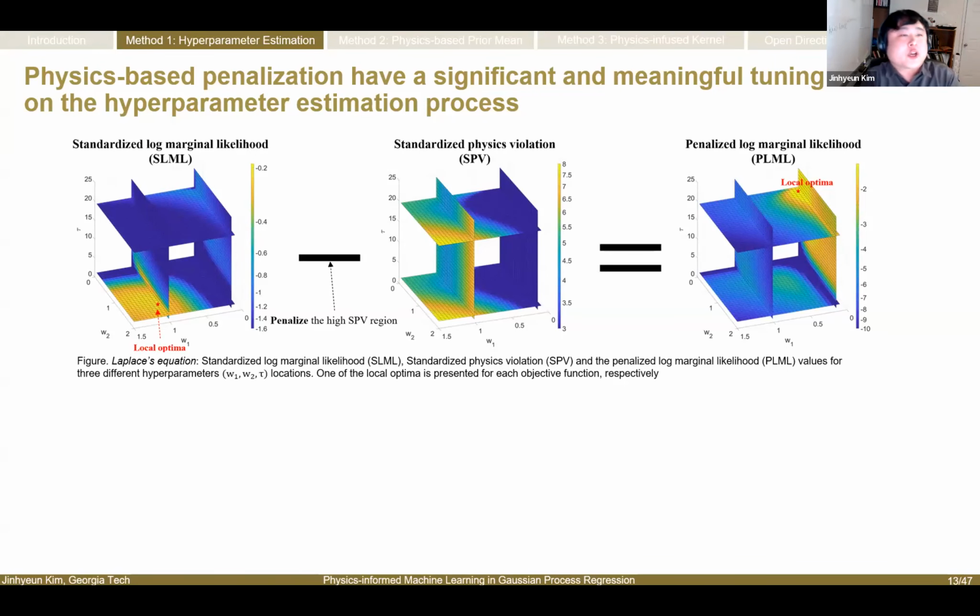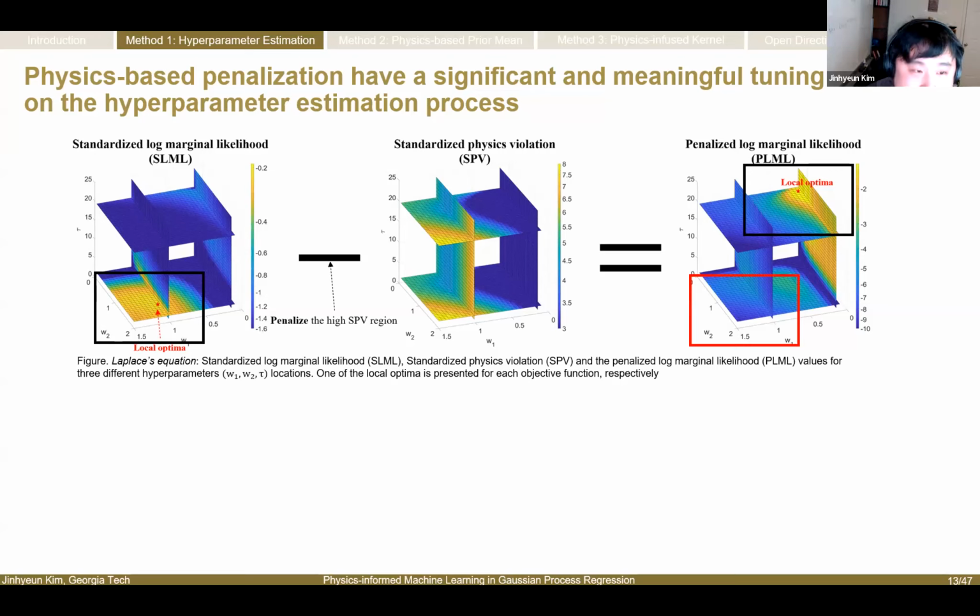This is the schematic illustration of three objective functions. The first one is the log marginal likelihood function, which is the standard MLE function. In this case, it is plotted over three different hyperparameters, W1, W2, and tau. If we see this image, we can see that we will choose this local optimum here. However, this region is actually a highly physically violated region. So we penalize this region, and we find the local optimum in a different region. And this region is no longer found; it is eliminated.